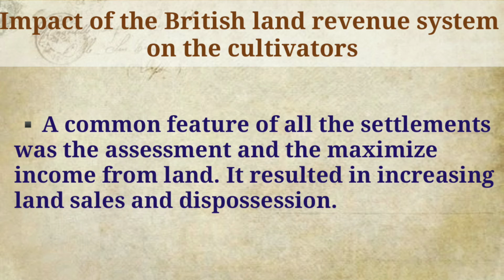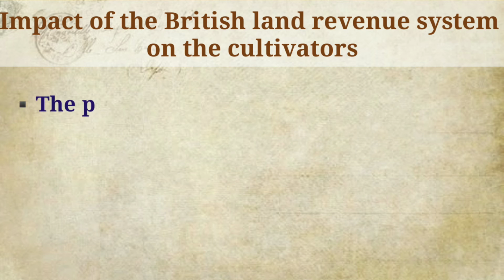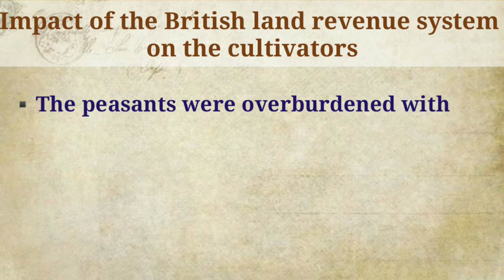Children, the main source of income for the British government was land tax. So, they charged high rates of tax on the peasants. And since the peasants were not able to manage the high rates of taxes, they had to sell their lands. Is it clear? Next, the peasants were overburdened with taxation.